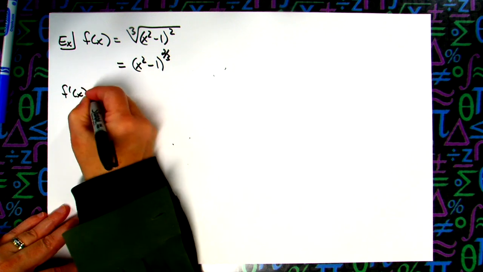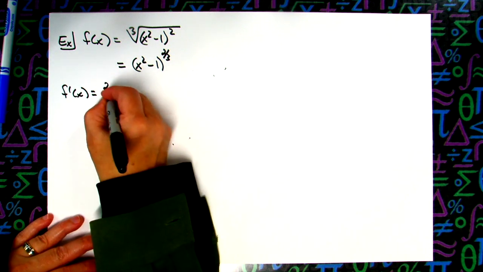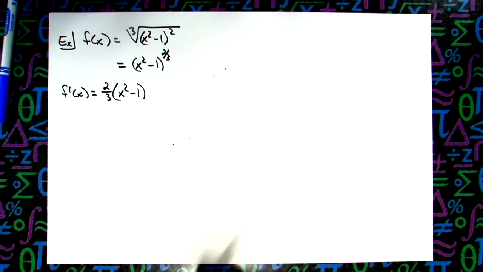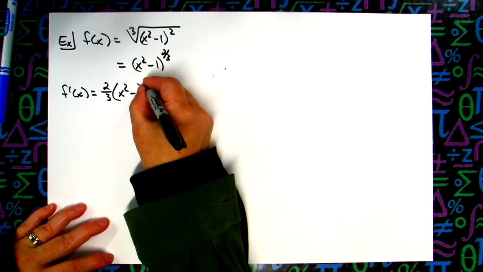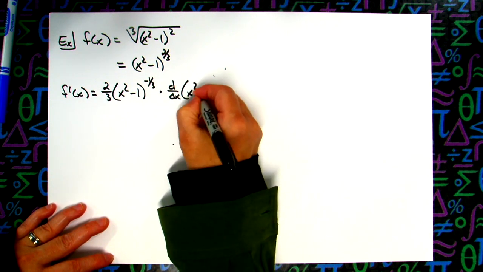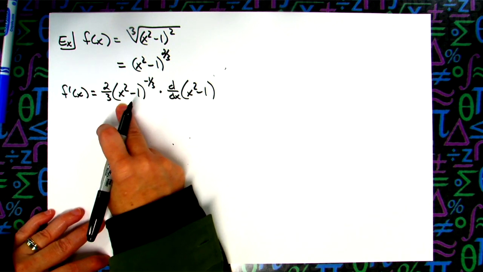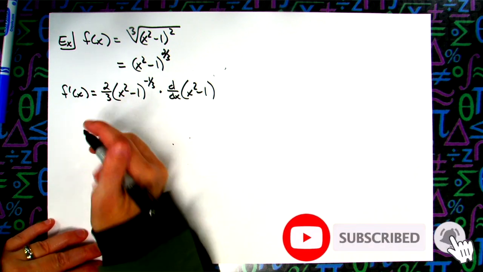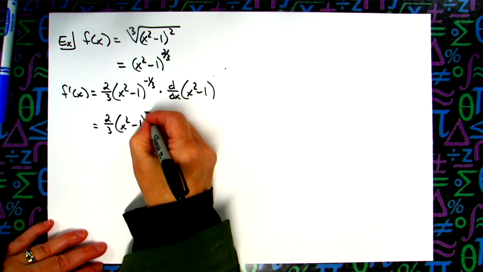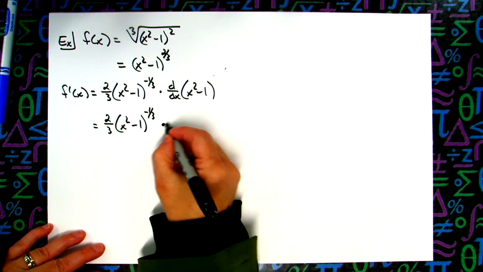F prime of x. It's a good old-fashioned power rule. So pull that 2/3 down front. Leave the inside alone. 2/3 minus 1 will be a negative 1/3. And then times d dx of the x squared minus 1. I can do this at any point, I guess. Let's leave the 2/3 and the x squared minus 1 to the negative 1/3 alone for right now and focus on the derivative here, which will just be 2x.